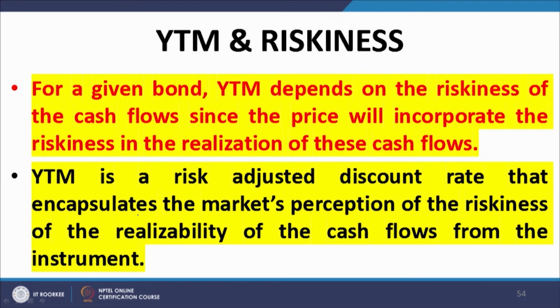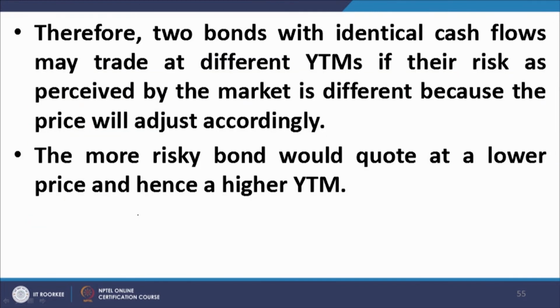YTM is a risk adjusted discount rate that encapsulates the market's perception of the riskiness of the realizability of the cash flows from the instrument. This is what I have explained just now. Therefore, two bonds with identical cash flows may trade at different YTMs if their risk as perceived by the market is different, because the price will adjust accordingly.